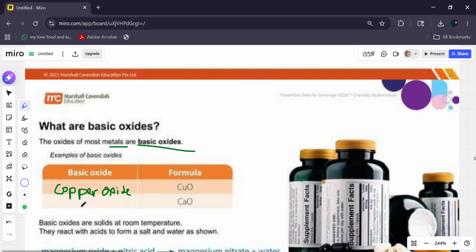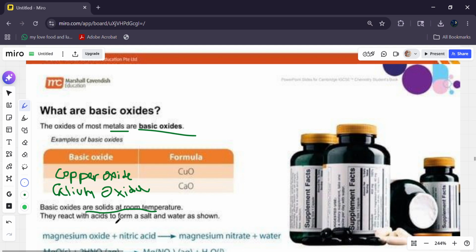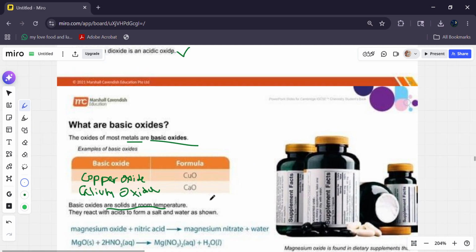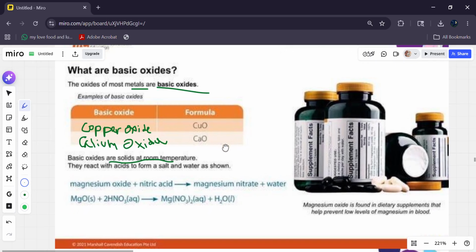And it reacts together. Here is calcium oxide. Basic oxides are solid at room temperature, unlike the nonmetals, which had gas as their physical state. Here, at room temperature, they are solids. That means they react with acids to form salt and water, as shown. Now, just like the acidic oxide, basic oxide can react with acids to form salt and water.